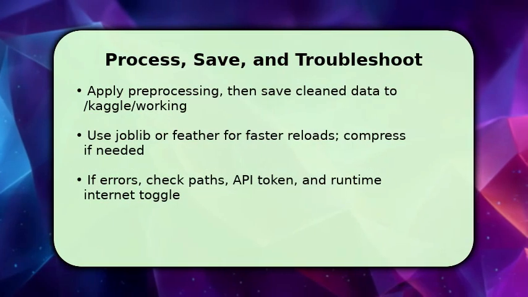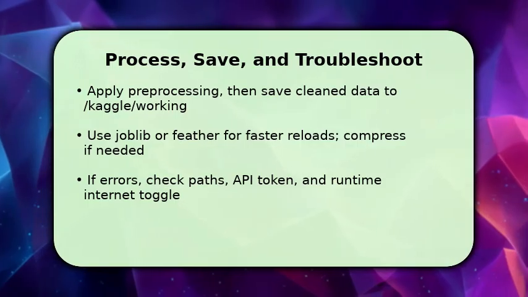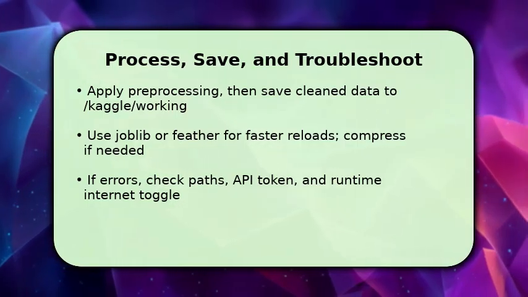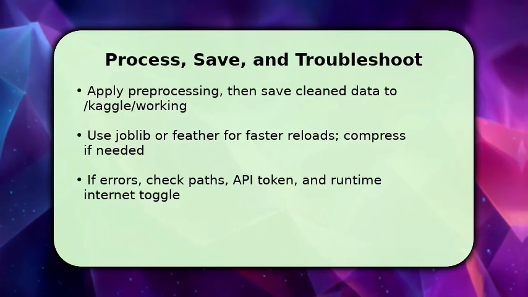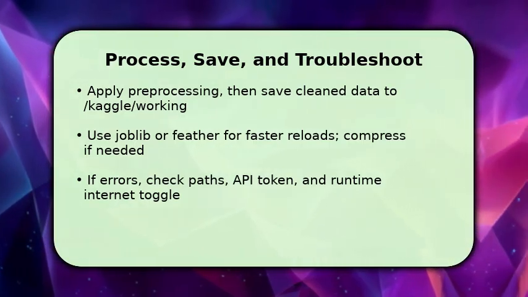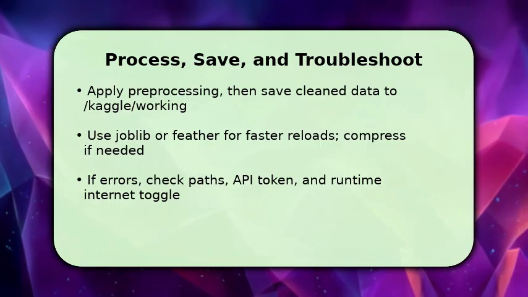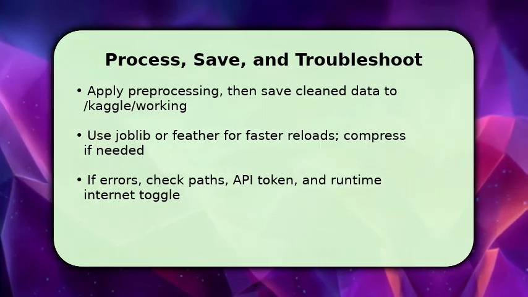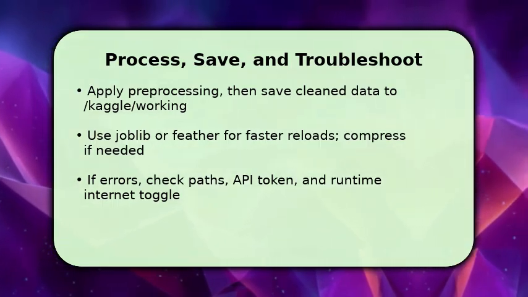Finally, apply preprocessing steps and save results back to /kaggle/working so outputs persist and can be downloaded. Use efficient formats like Feather or joblib to speed later reloads and compress large files to save quota. Once saved, create checkpoints and optionally publish your dataset version.